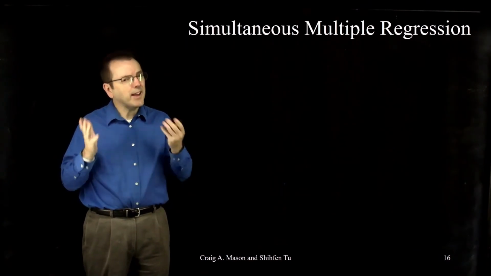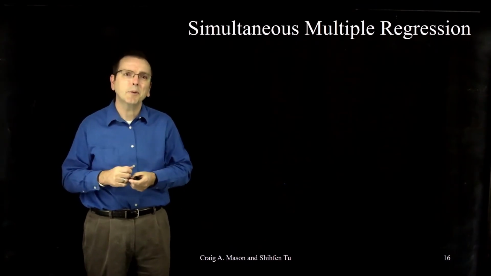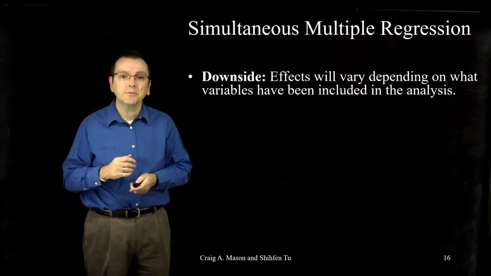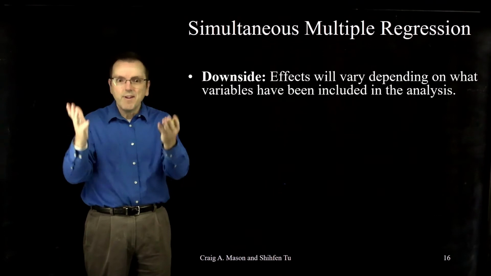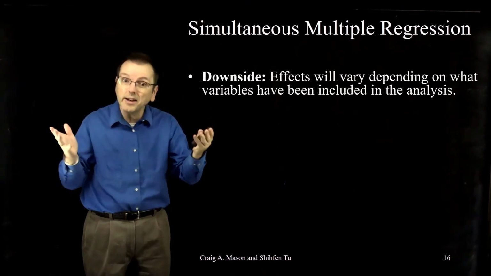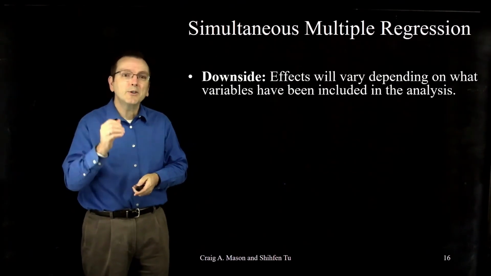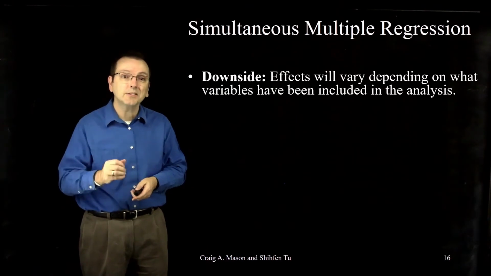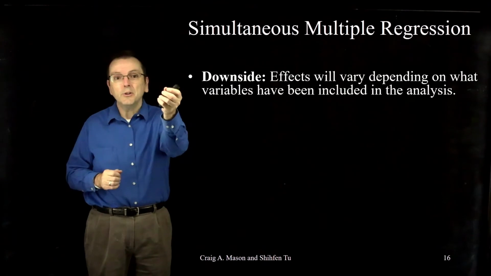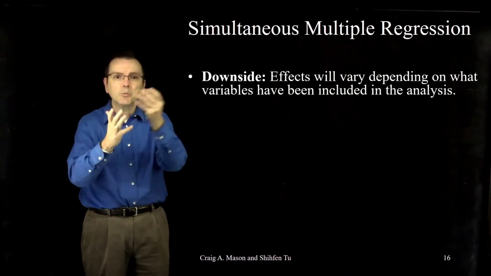Now, like in all things, there are some downsides to simultaneous multiple regression. For example, as we've seen in previous videos, the effects will vary based on the variables that you've included or not included in your analysis. Right? That's why we need to include variables that are common causes for any key predictors in the outcome. If you include certain common causes and I don't, our results will be different.